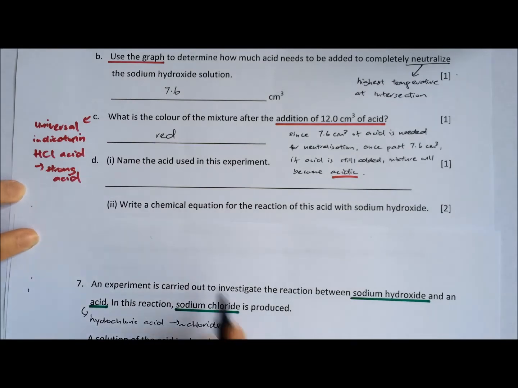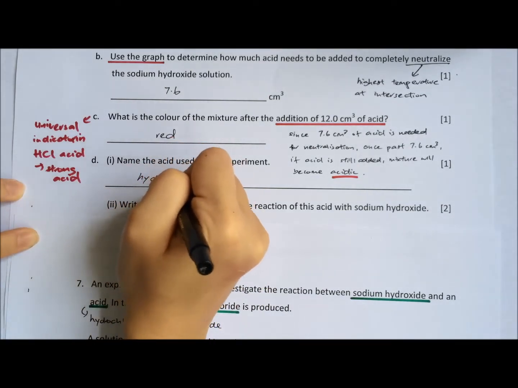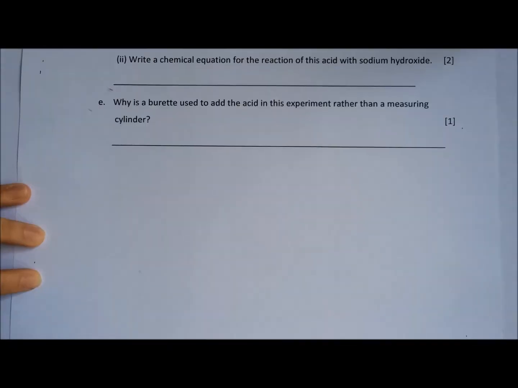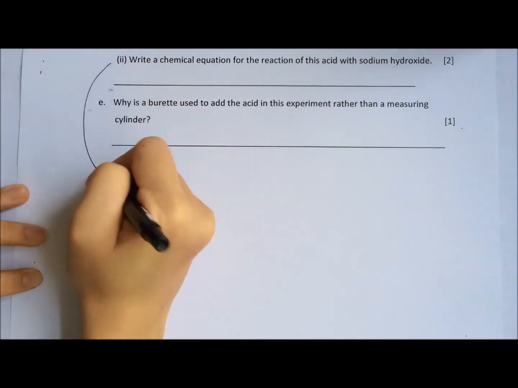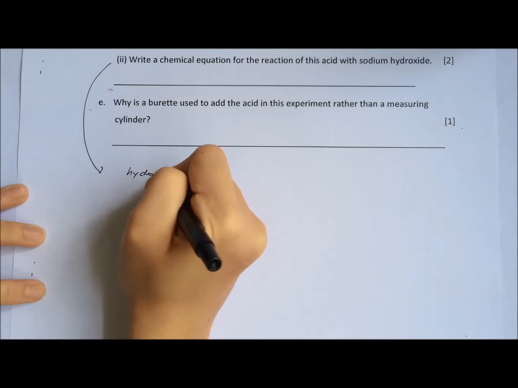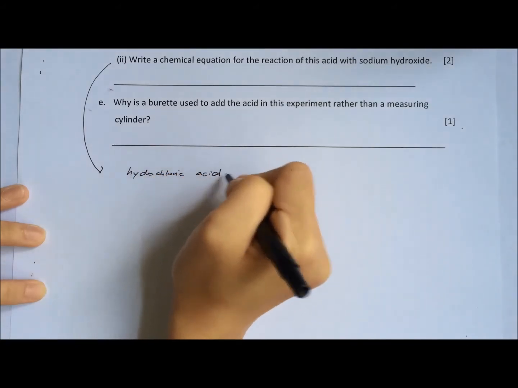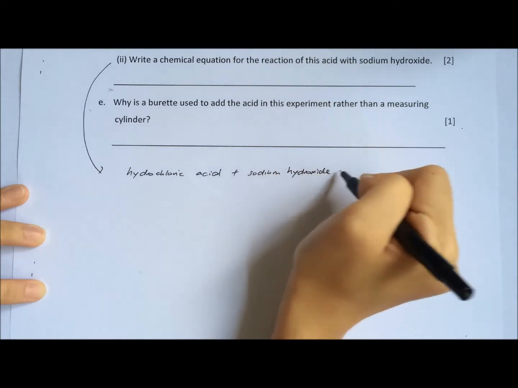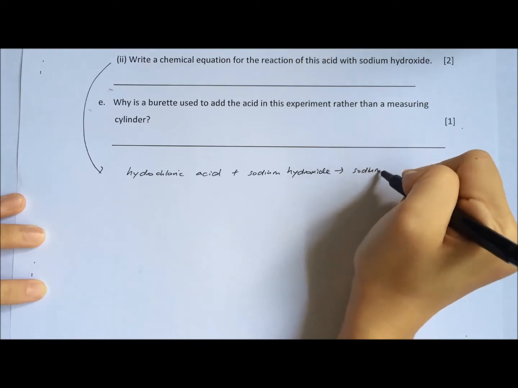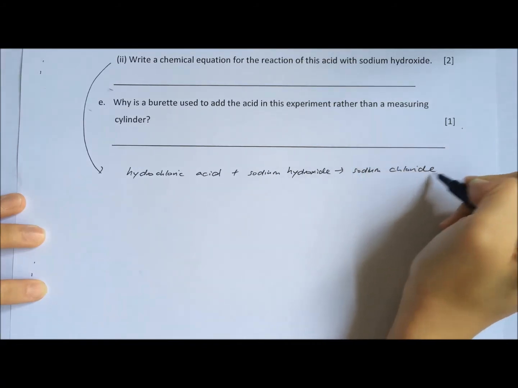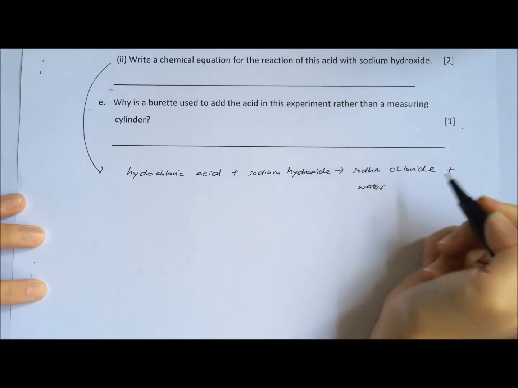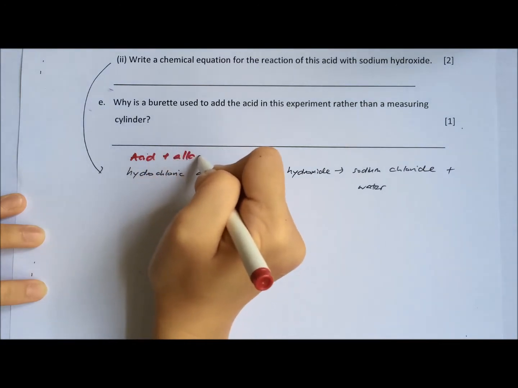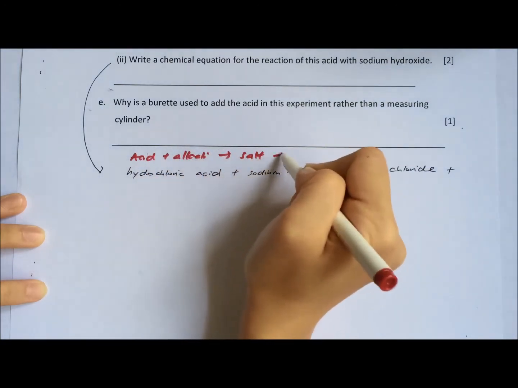For the next part D, part 1, it says name the acid used. So earlier on, we have come to the conclusion that the acid used is hydrochloric acid. For 4D, part 2, it says write a chemical equation. So first step, you can write the word equation so you know what is formed. So hydrochloric acid reacts with sodium hydroxide to form sodium chloride and water. This again is our acid plus alkali or acid plus base reaction that gives us salt and water.